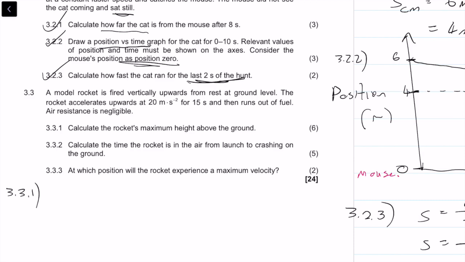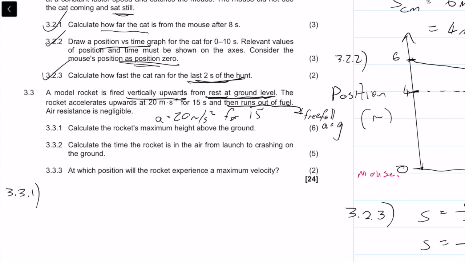Okay, so it says a model rocket is fired vertically upwards from rest at ground level. The rocket accelerates, so we know the acceleration equals 20 meters per second squared for 15 seconds, and then runs out of fuel. So after 15 seconds, it is in free fall, and the acceleration is equal to gravity after 15 seconds.